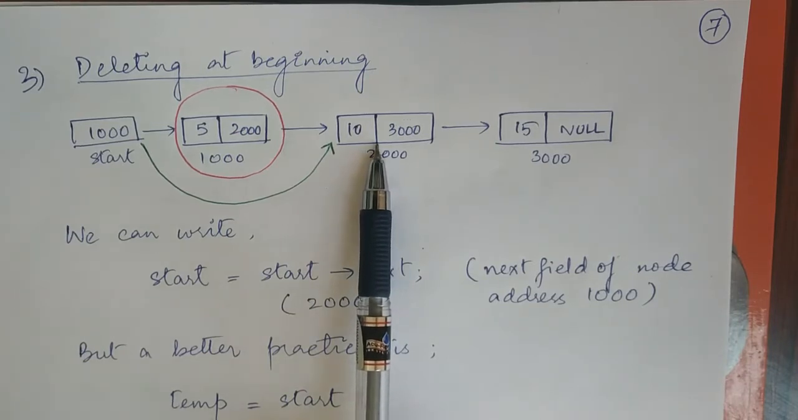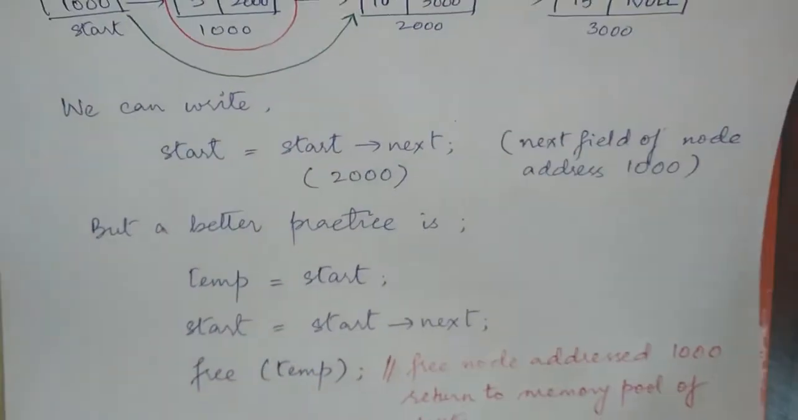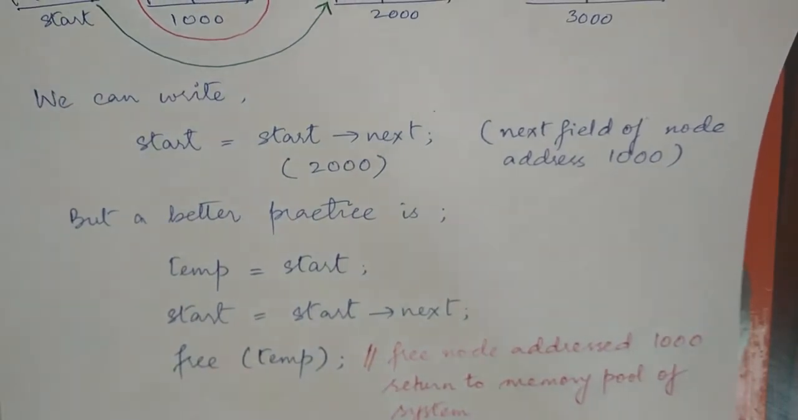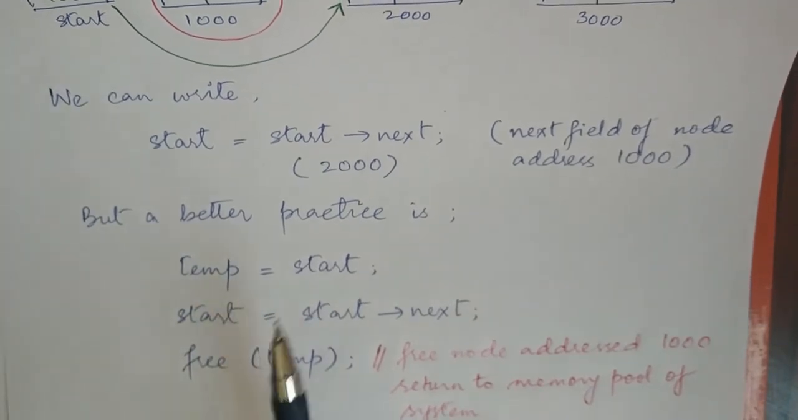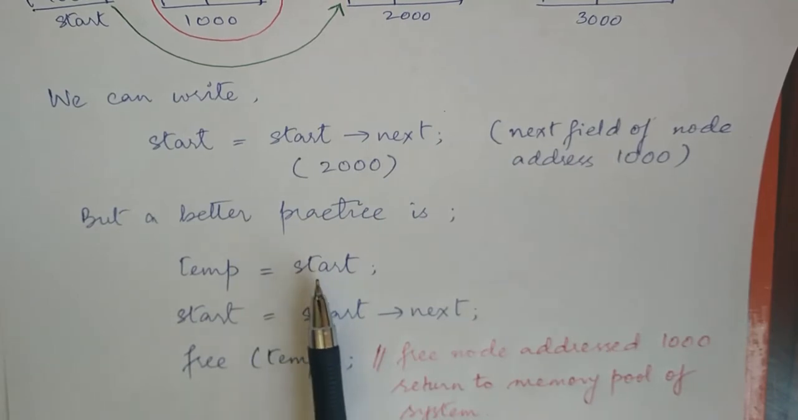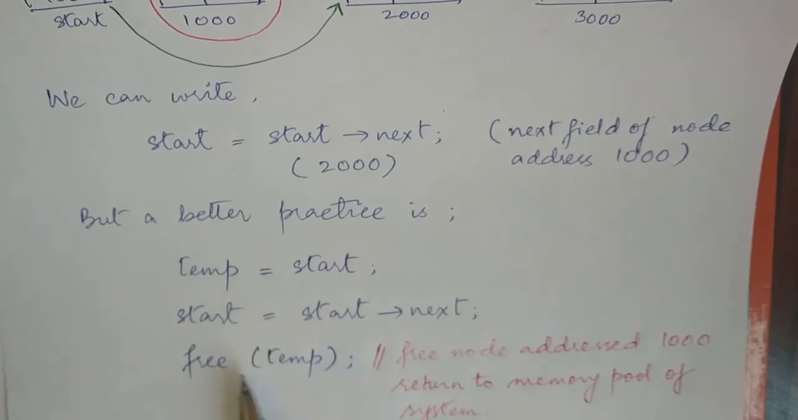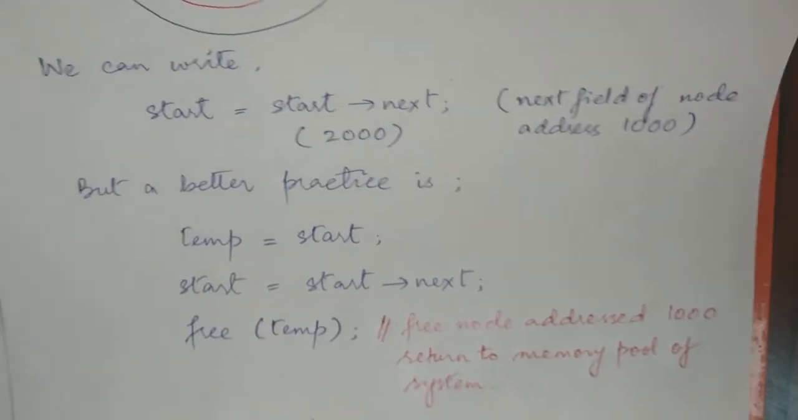But you should always do it properly, in the sense that since we are deleting a node which we dynamically allocated in memory, we should free that node and return it back to the memory. So what we do is we copy the value that start had into temp, then we do what we did just now, start is equal to start to next, and then we free temp. This is a good programming practice. Whenever you delete something from the linked list, you should always return that node back to memory so that it can be reused later on. So this was delete at the beginning.